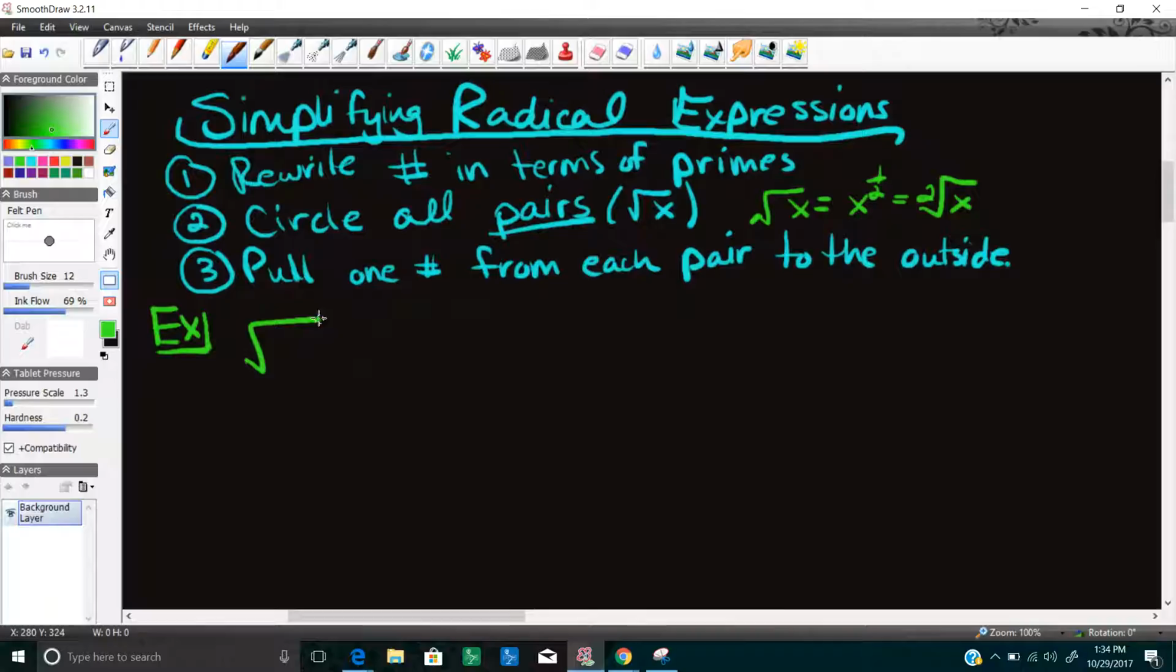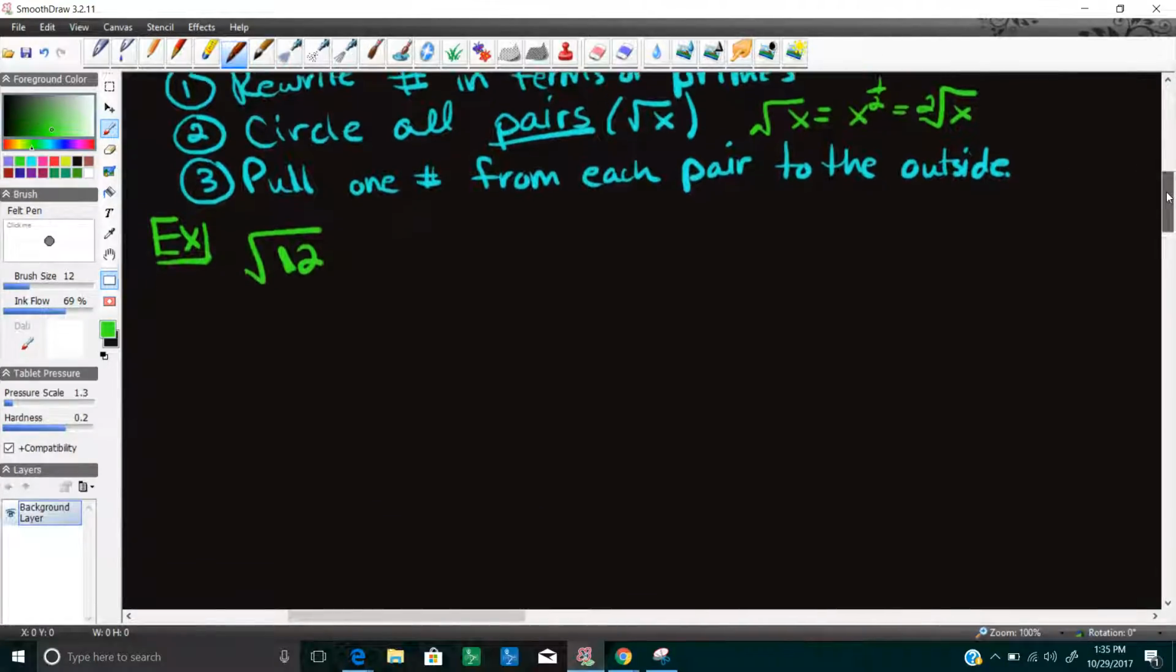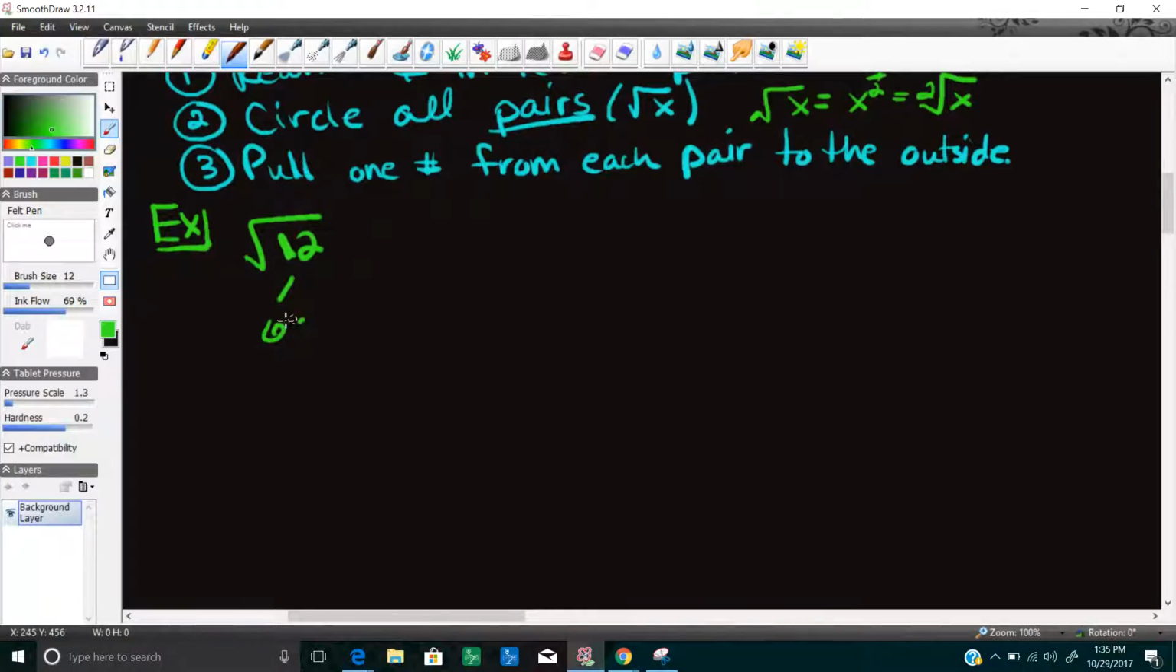Let's say we have the square root of 12, something pretty simple. I'm going to rewrite 12 in terms of its primes, so I start factoring. I know that 12 is 6 times 2, and I know that 6 is 2 times 3, and I'm just going to bring that 2 down. These are the prime numbers. In this case, I have a pair of 2's, so I'm going to circle them. Since we're talking about the square root, we're looking for a pair. Anywhere I have a pair, I'm going to pull one out from them.